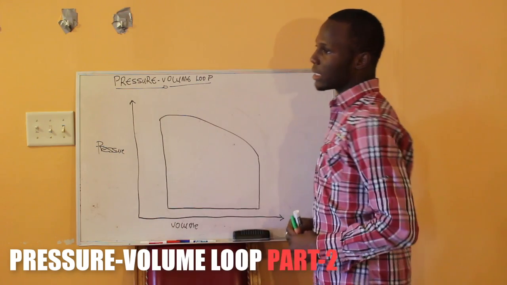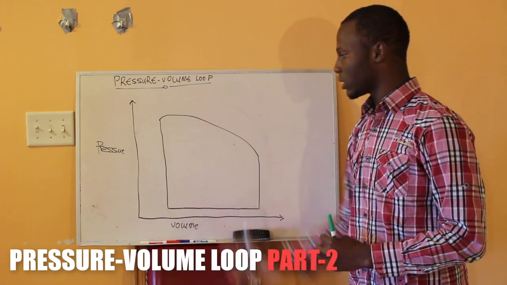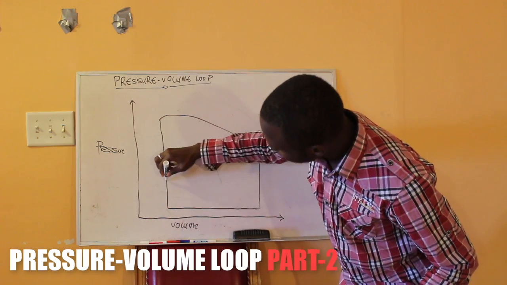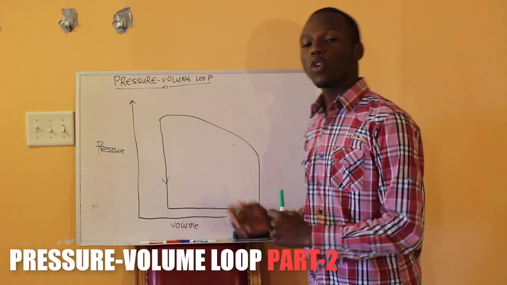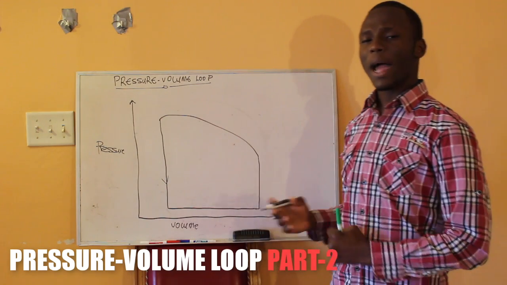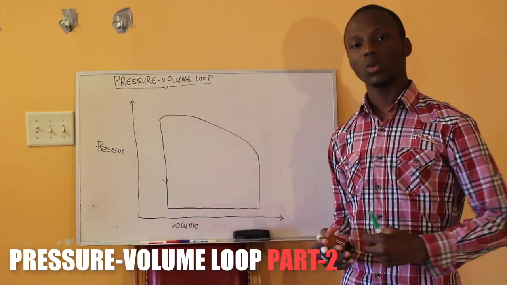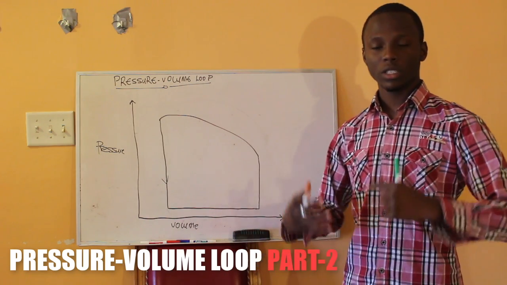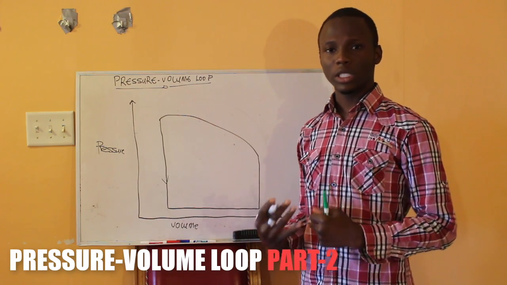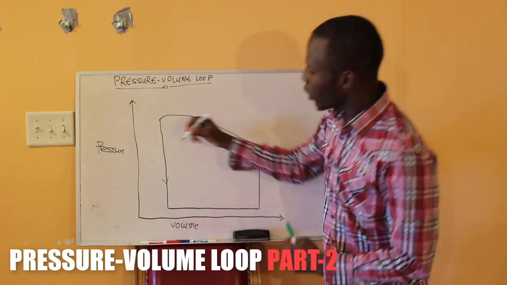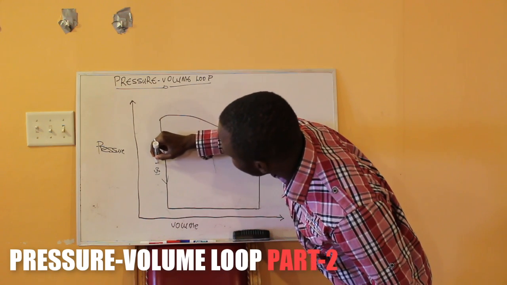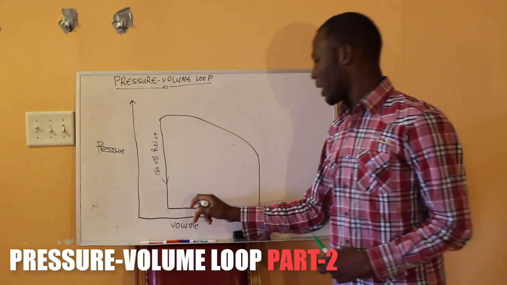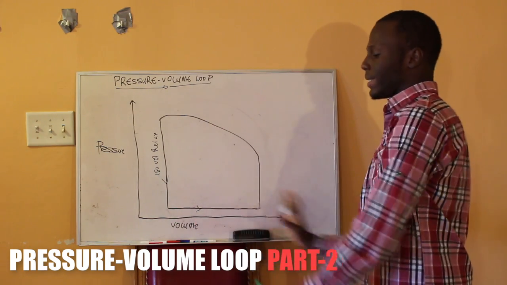Here on our left hand side, we see a very straight vertical line going straight down. This is our isovolumetric relaxation, right? When we talk about isovolumetric relaxation, this is a time whereby the ventricle is relaxed, but there is no change in volume in the ventricle. The ventricle is just relaxing, depressurizing, but there is no change in volume.